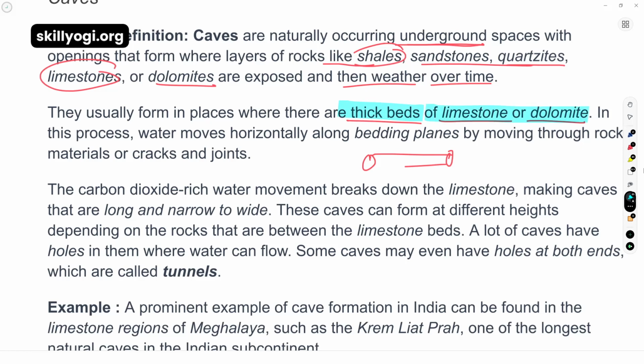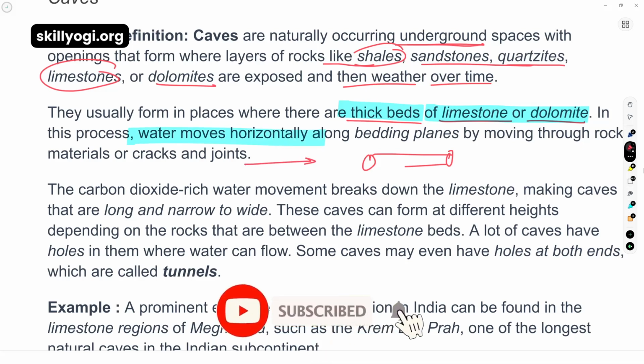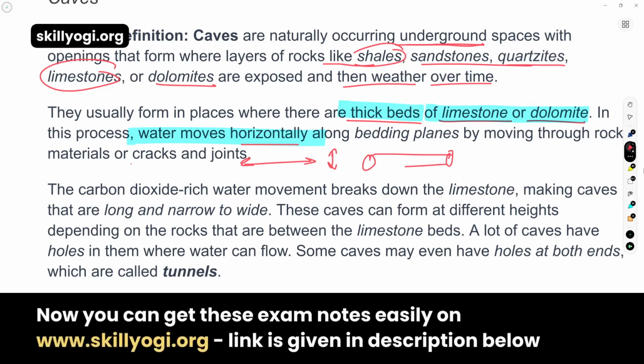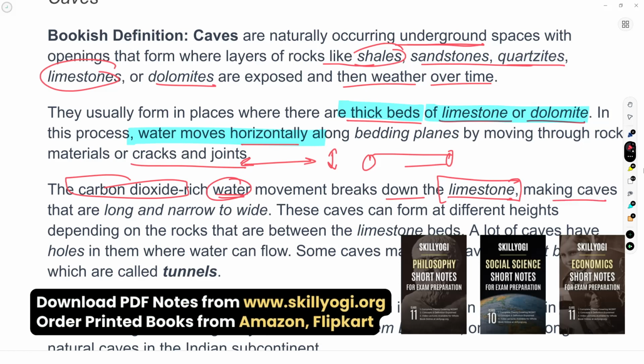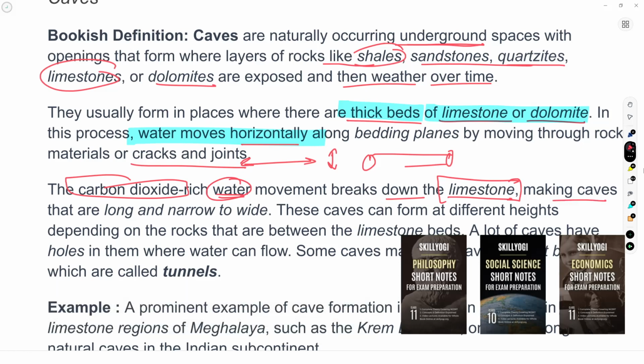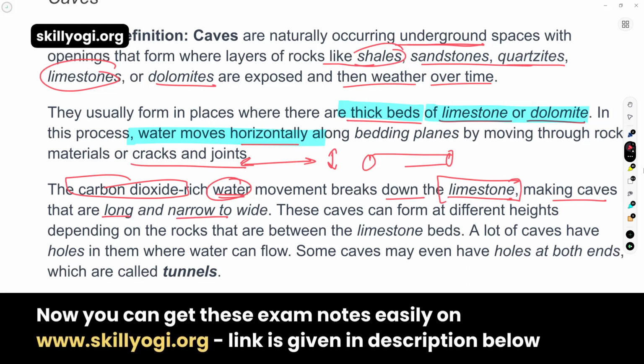In this process, water moves horizontally and vertically. You need to understand horizontally means this way, vertically means this way, right? Water moves horizontally along the bedding planes, moving through rock materials or cracks and joints. The carbon dioxide rich water, if you're unable to remember carbon dioxide, you can just write carbonic rich water, which is any kind of water. The water movement breaks down the limestone, and it makes the cave. It creates a cavity and makes caves that are long and narrow to wide.